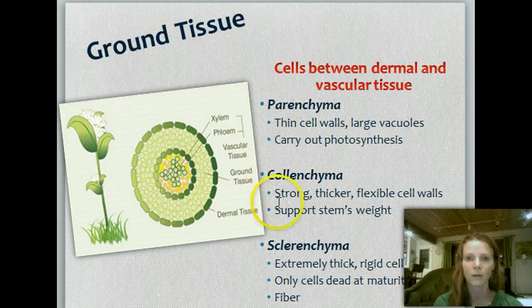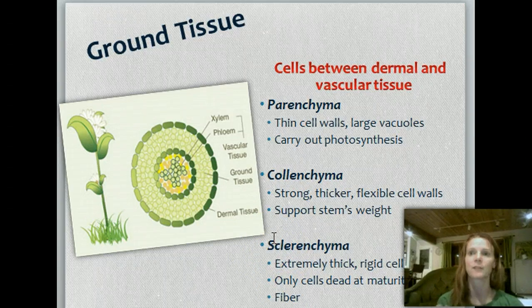Now, just so you guys know, all of these different types of cells are found in the ground tissue, okay? Collenchyma are strong, thicker, flexible cell walls, and they support the stem's weight. So this type of cell is basically for support. And then the sclerenchyma are extremely thick, rigid cell walls, but they are dead at the cell's maturity. So this is what we know as fiber. When we eat plants, any kind of vegetables, we're getting a lot of fiber in our diet because of the sclerenchyma.